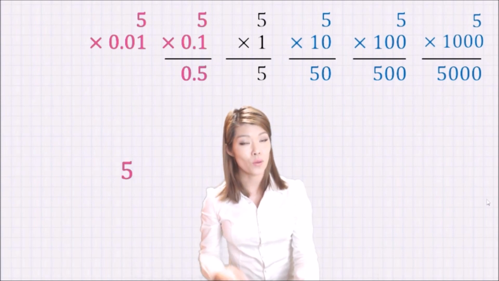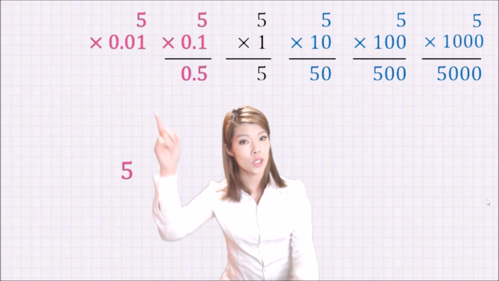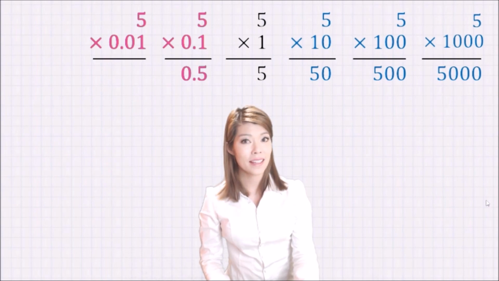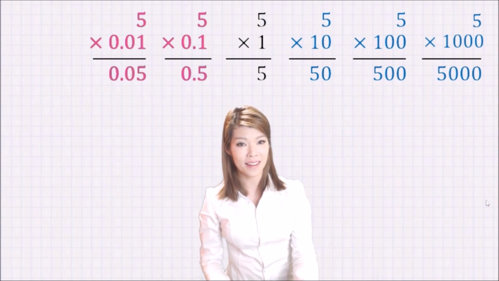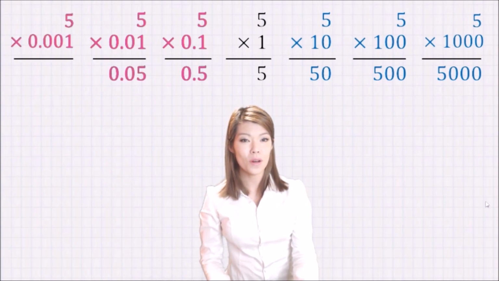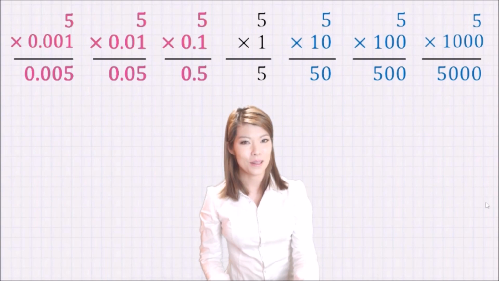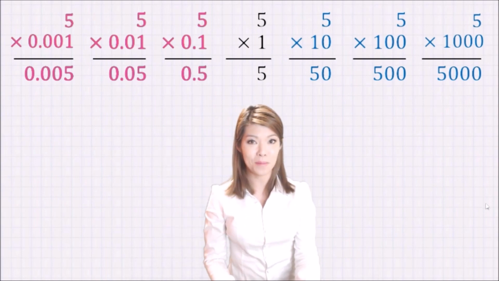What about when we multiply 5 times 0.01? Well, in this case, we have to move the decimal point 2 times because there's 2 numbers behind the decimal point. So our answer is 0.05. What about 5 times 0.001? I think you know the pattern now. 0.005. So there's 3 numbers behind the decimal point.